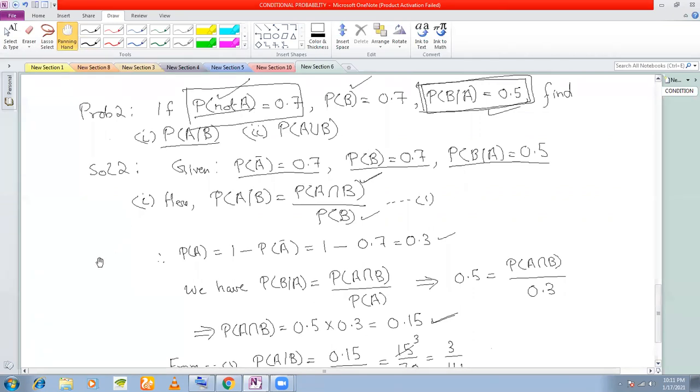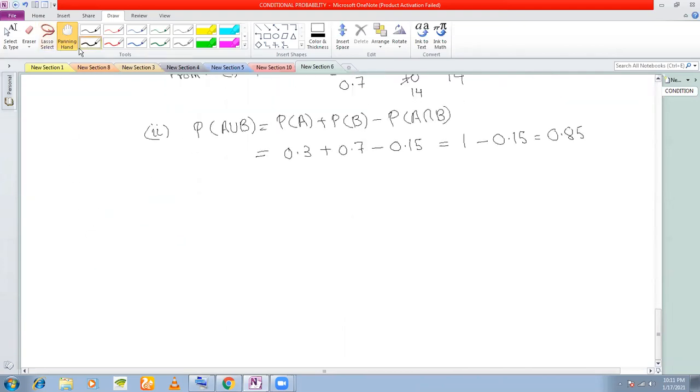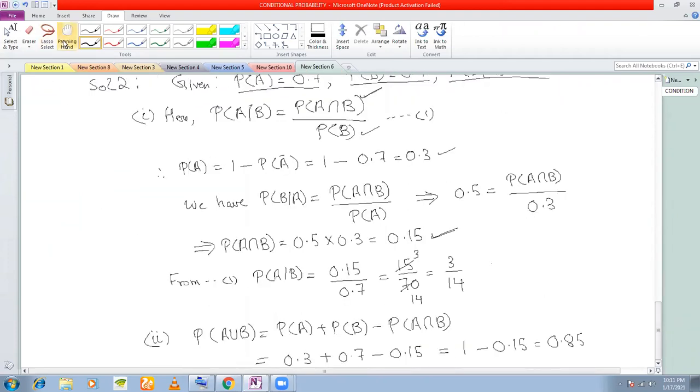Fine. Then we'll do one more sum of this type, and then we'll move on to story problems where you will have to understand how to use conditional probability. So this is my problem number 3.